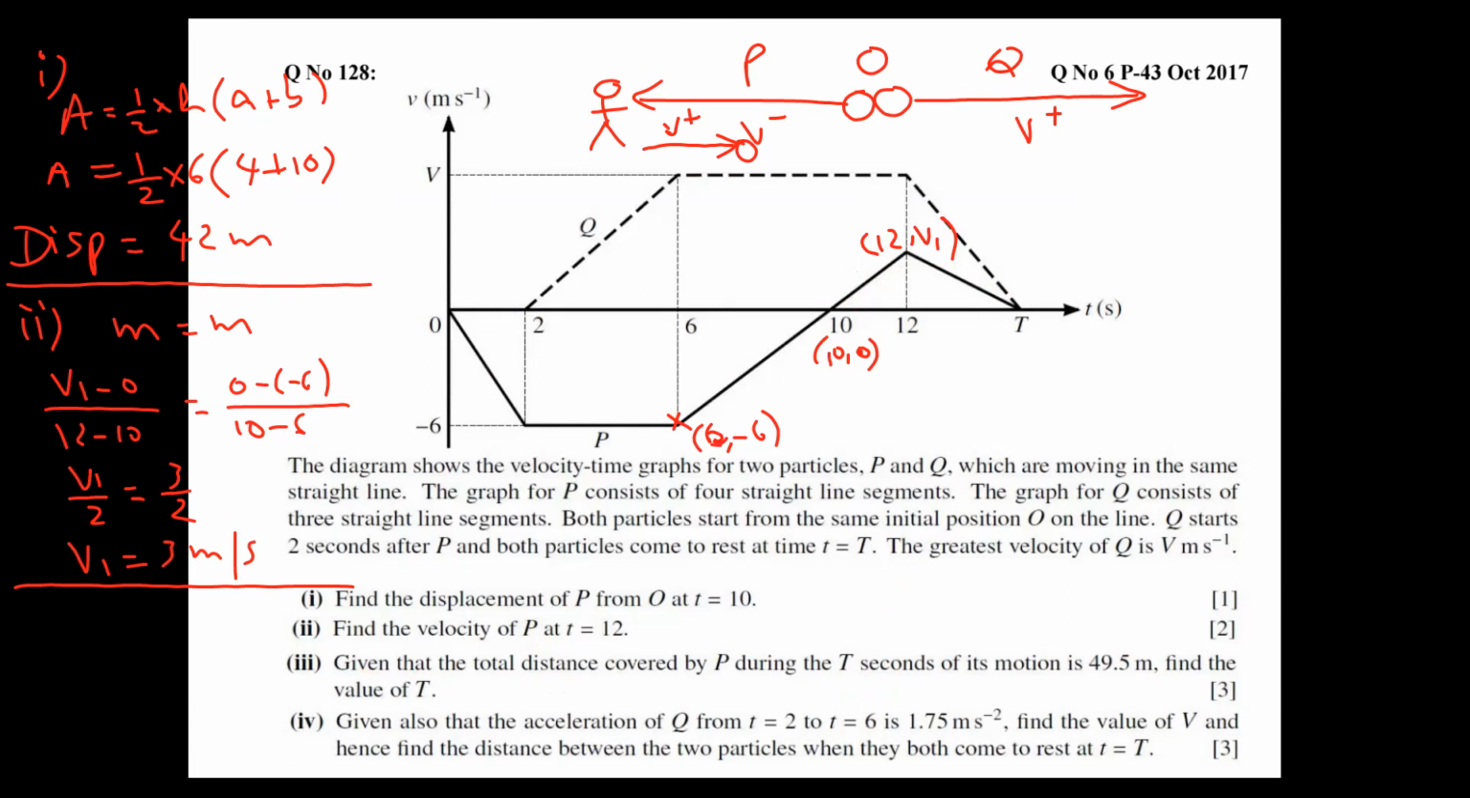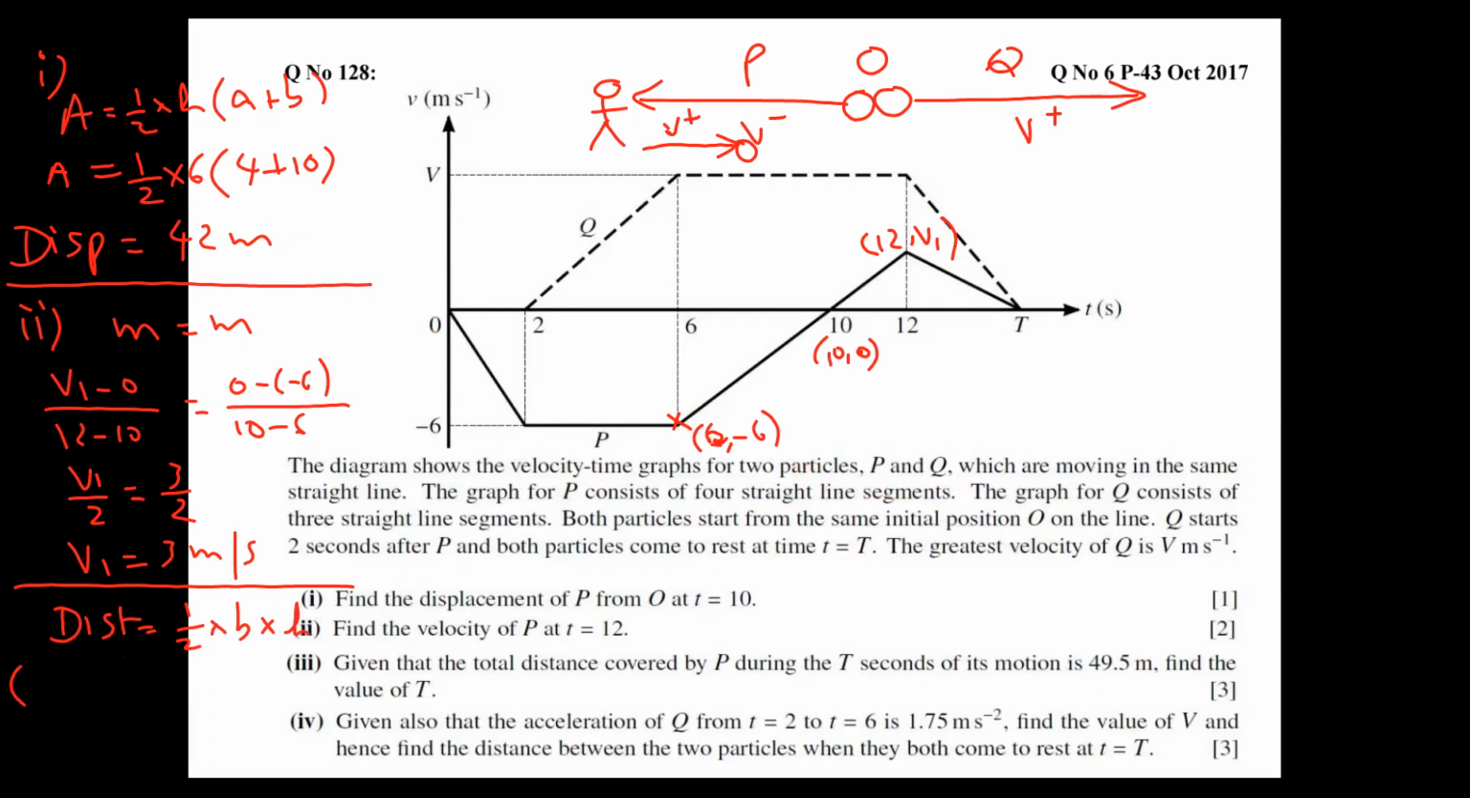So the total distance traveled by P is this 49.5. It means that this big trapezium area is 42. If from 49.5 I subtract 42, this area of the triangle I can get easily. So the distance of a triangle, the formula is half into base into height. And this distance I can get: 49.5 minus 42.